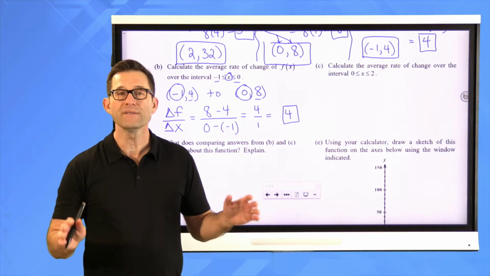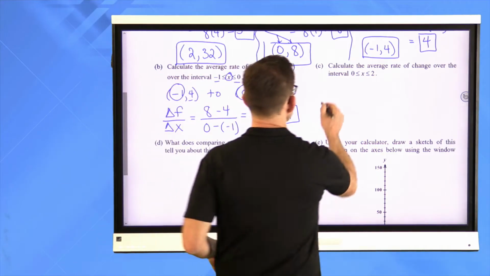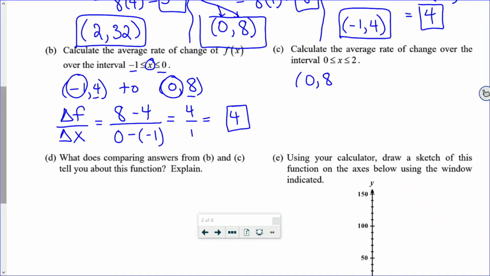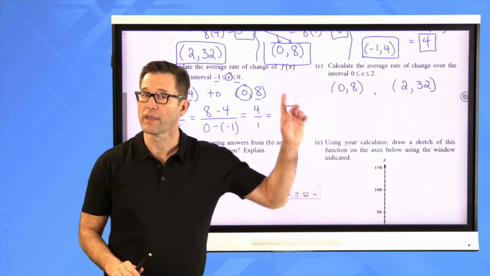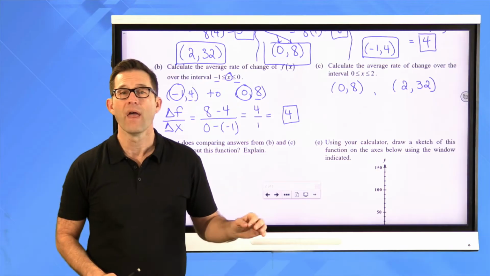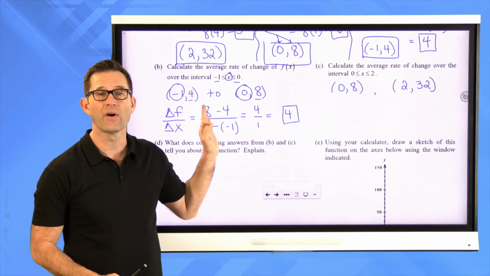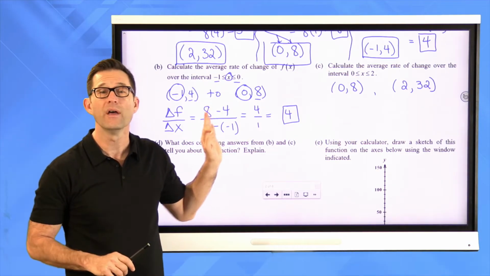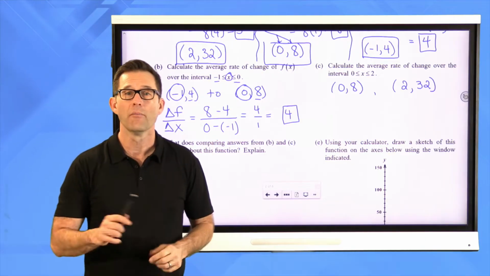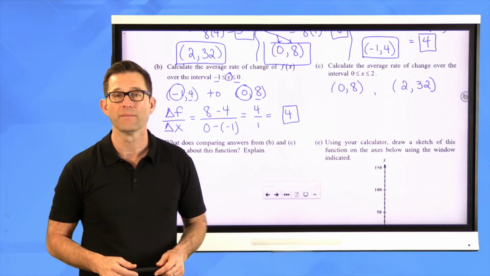All right, well, let's start the problem together and then have you finish it. Again, we know that at x equals 0, the point is (0, 8), and we know at x equals 2, the point is (2, 32). Why don't you go ahead and take those 2 points, which we got simply from the last problem, and calculate again the change in the function's value, the change in the output, divided by the change in the input. Pause the video now and go ahead and do that.